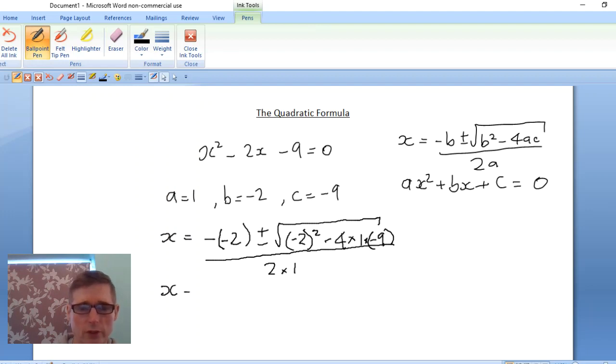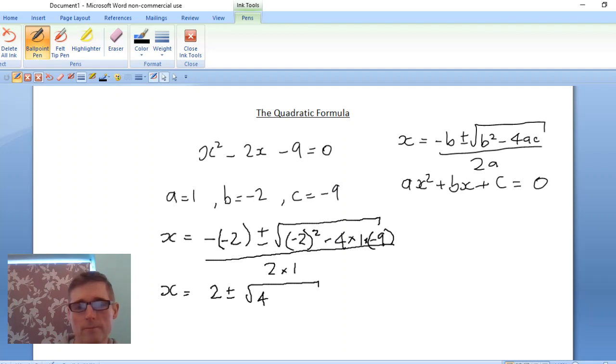So let's tidy it up a bit. Minus negative 2: from the rules of signs, if we've got two negatives next to each other, that's actually positive, so we can just write that as 2. Then we've got plus or minus the square root of, now, negative 2 squared. Any number times itself will end up being positive, so negative 2 squared is 2 times 2, which is 4.